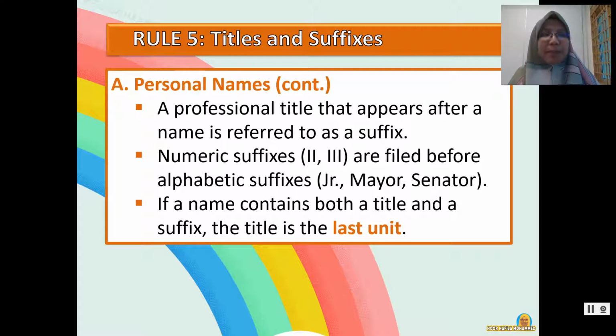For example, I'm going to give you an example of Dr. Muhammad Ali, PhD. You can see there's Doctor, which is the title, and then you have the professional suffix, which is PhD. So when you have title and suffix at the same time, title will be the last unit. So the doctor will be the last unit when you index.